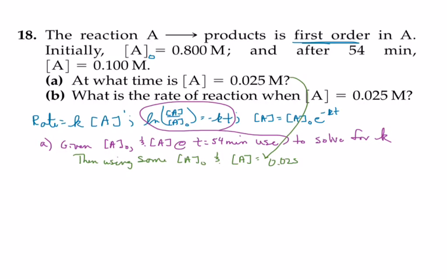Now, once we have K, we can use the same equation. In this case, the concentration of interest is now 0.025, same initial concentration, and solve for time now that we know K.